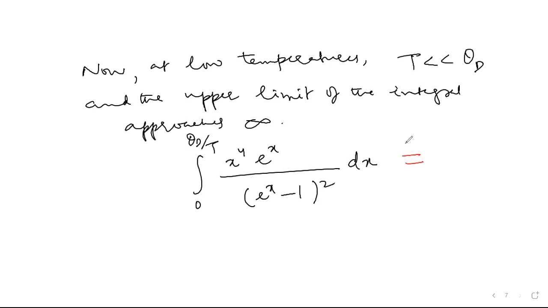Now at low temperatures, when T is much less than theta D, we said the upper limit of the integral approaches infinity, and this integral, which I have written again, 0 to theta D over T, x^4 e^x over (e^x minus 1)^2 dx, when we calculate it, gives us the value 4 pi^4 over 15.